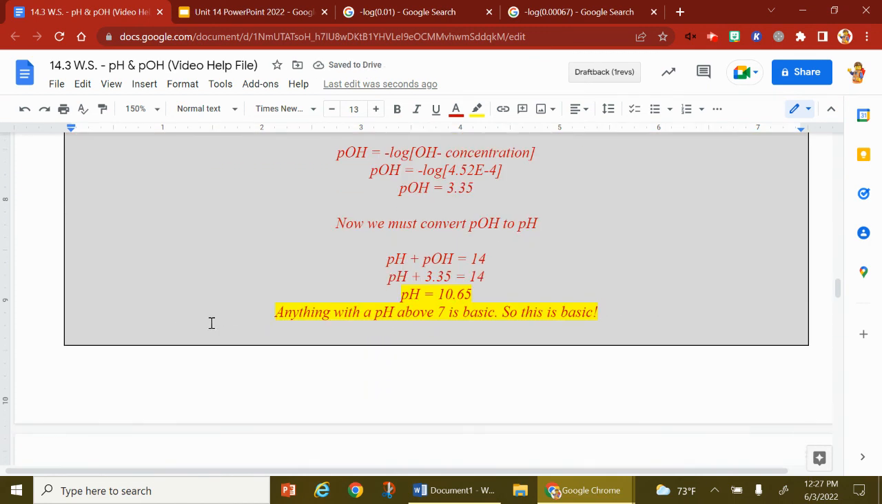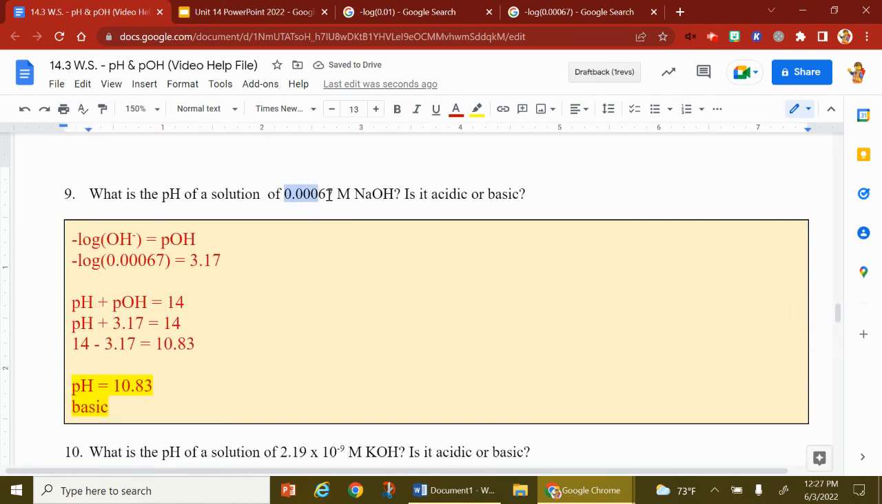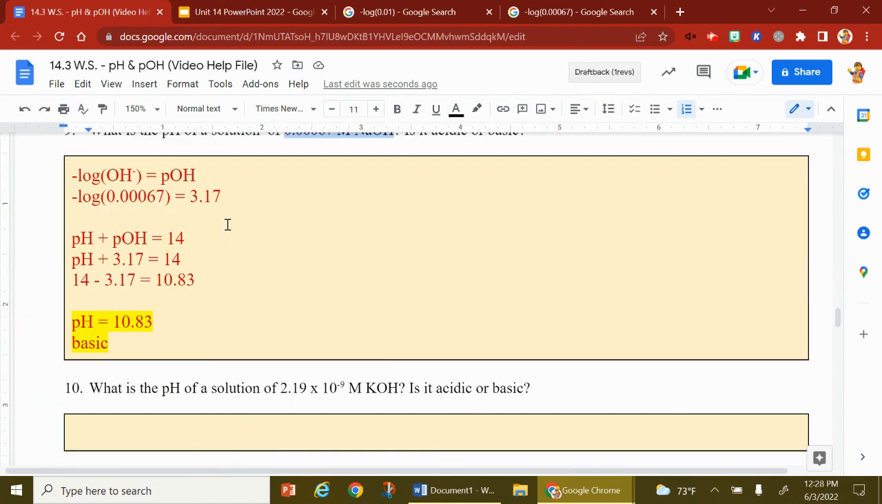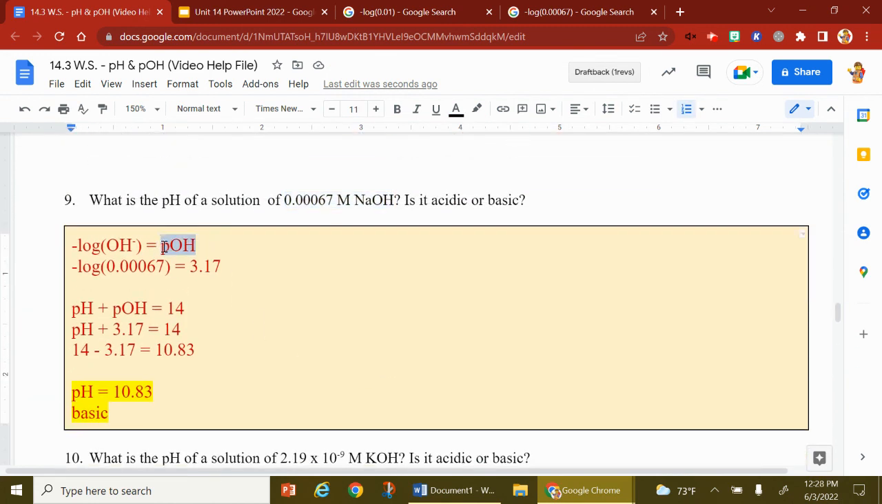All right. And lastly, if I give you the concentration of a base, taking the negative log will give you the pOH, and then you got to subtract it from 14 in order to get the pH. Remember, if it's less than 7, it's acidic. And if it's more than 7, it's basic.